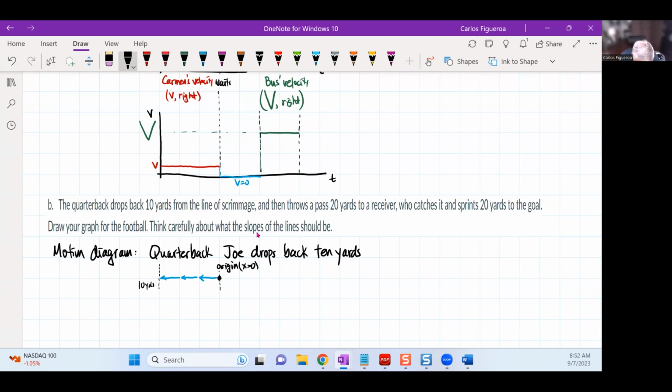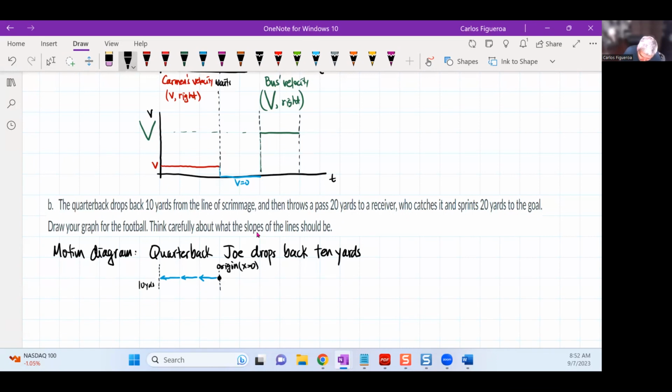But Joe is carrying the ball. So we're really looking at the football. So now what happens? Joe now throws the ball. And it says he throws the ball and then passes 20 yards to a receiver.